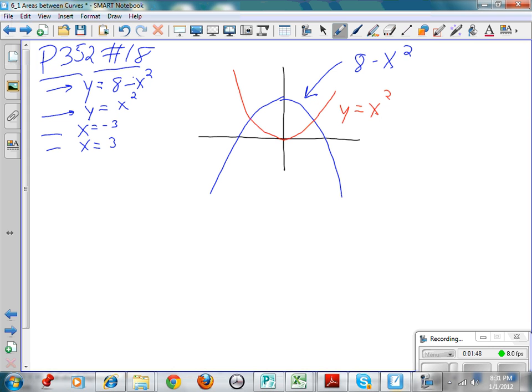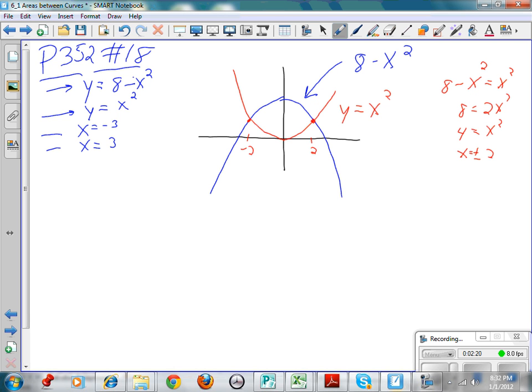Now the question is, where do these guys intersect? That's one of our problems here. How do you find out where they intersect? You set them equal. Where's 8 minus x squared equal to x squared? Well, that's 8 is equal to 2x squared. 4 is equal to x squared. X is going to be equal to plus or minus 2. So this must be 2. This must be minus 2.